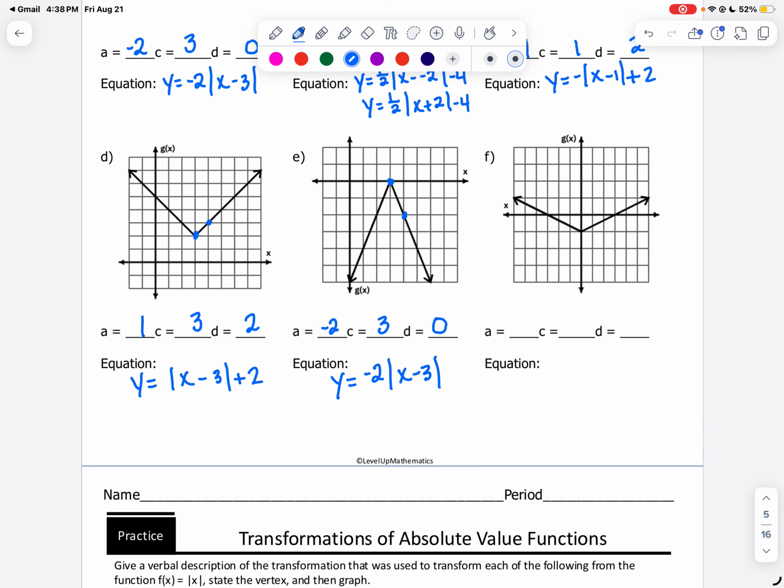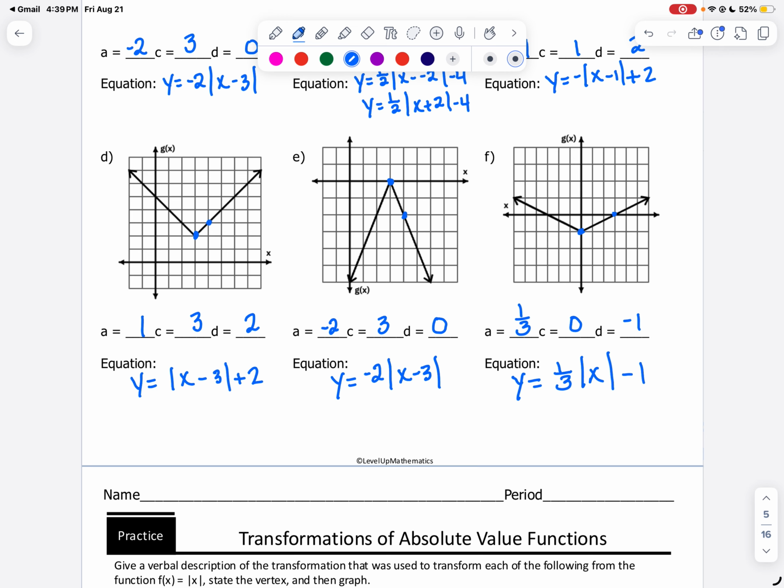All right, and lastly, let's check your answer on problem F. The value of A was 1/3. The value of C was 0. The value of D is -1. So our function rule would be y equals 1/3 times the absolute value of x, and then minus 1.